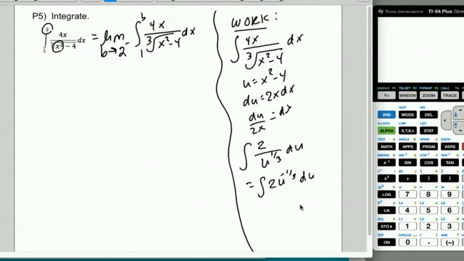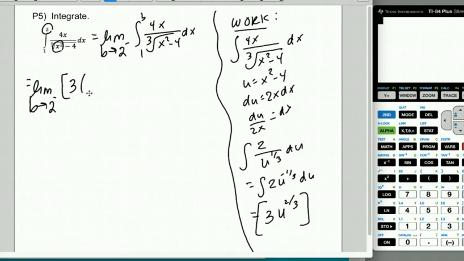So I up the power by 1 and get a 2/3, and then I divide by 2/3, but that's the same as multiplying by 3/2. So I'm going to get a 3, because 3/2 times 2 would just be 3, u to the 2/3. That's what I'm going to be plugging in here. So this is the limit as b approaches 2 from the left of 3 times (b squared minus 4) to the 2/3, minus 3 times, when we plug in a 1, the cube root of -3, which is ugly, but is just genuinely where we're at. That's the best we get.